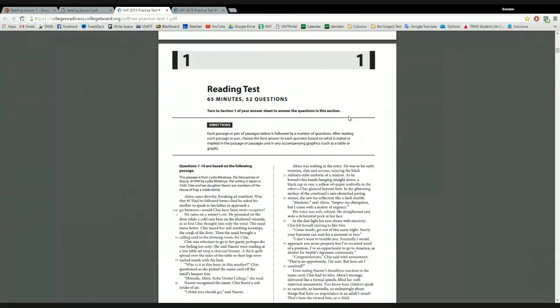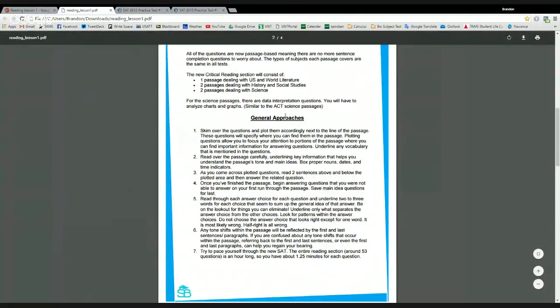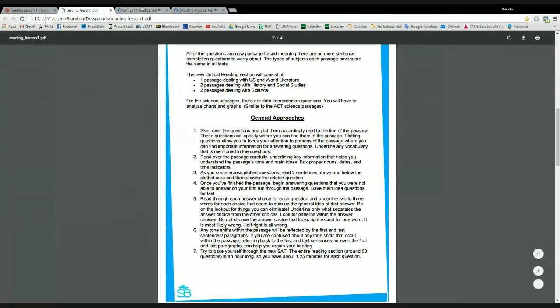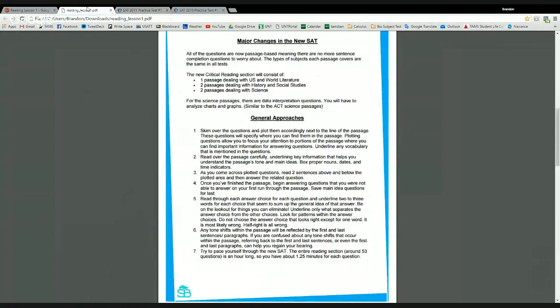So now we're going to go to our next approach. Read over the passage carefully, underlining key information that helps you understand the passage's tone and main idea. Box proper nouns, dates, and time indicators. So you just want to, like I said, underline key information like proper nouns. You might want to read this little intro passage at the beginning to understand the context of the passage. But other than that, it's common sense just to underline important information.